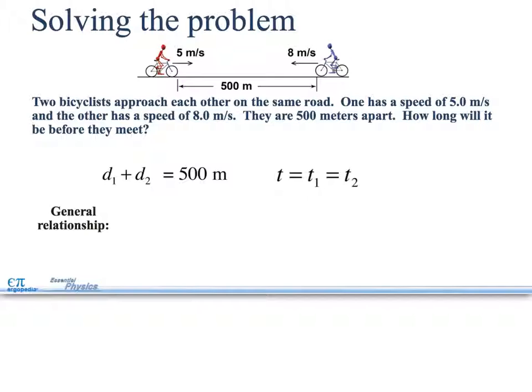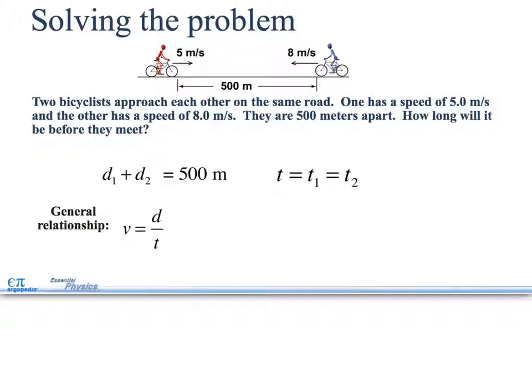Alright, looking at this, it says that D1 plus D2 has to equal 500 because they're heading towards each other and they're covering the 500. So whenever you add the distance that the first guy goes plus the distance the second guy goes, it has to equal 500 meters. And our total time has to equal time 1 and time 2. So all the times have to be equal.